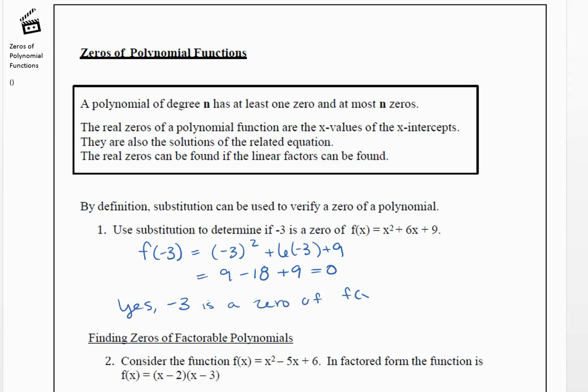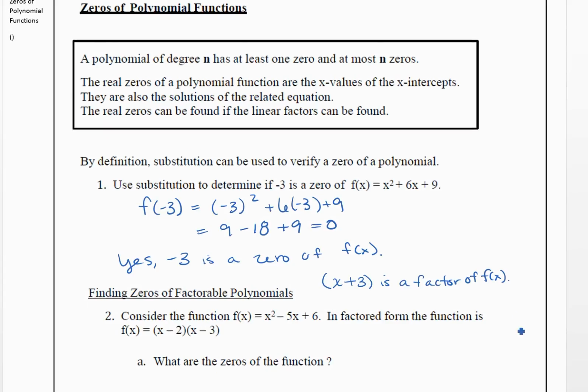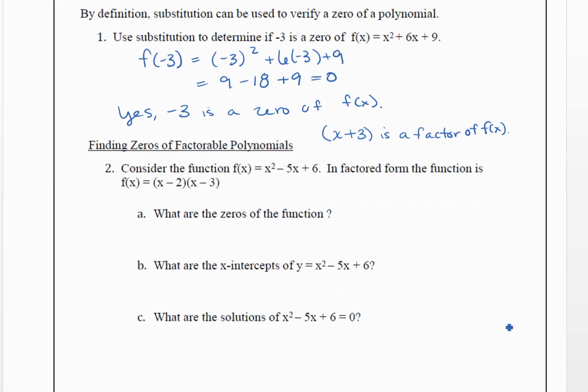of f of x. Okay, now what that also tells us is that x minus -3, which would be x plus 3, is a factor of f of x, and we'll learn more about that later. But just something to keep in mind. The zeros and the factors are really highly related.